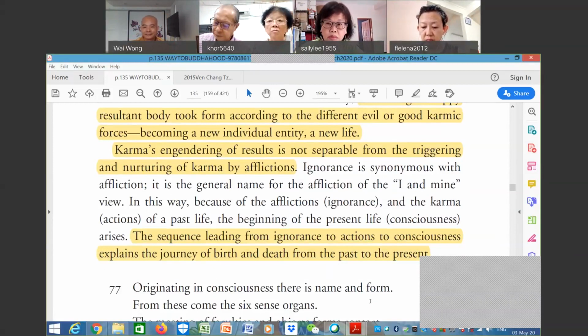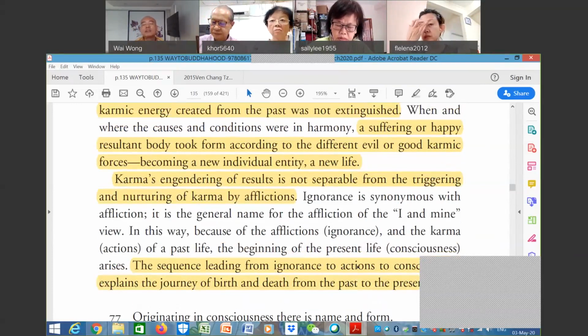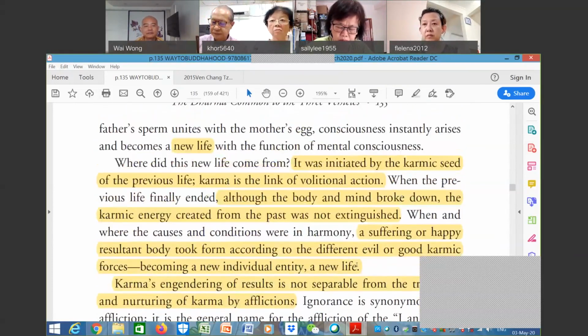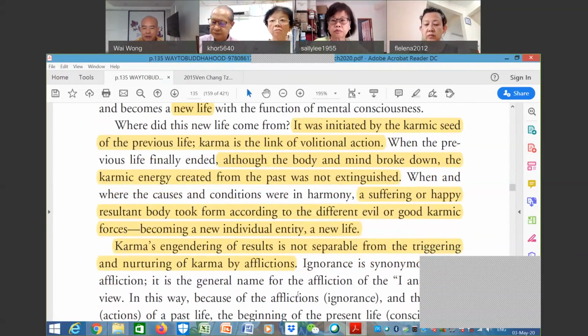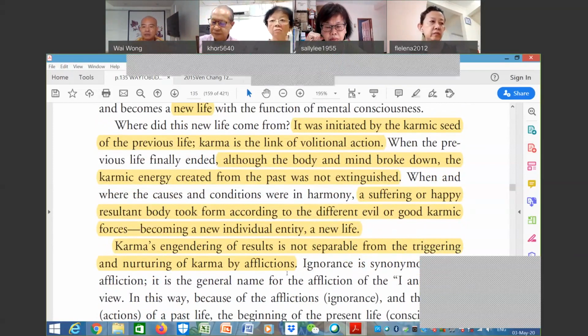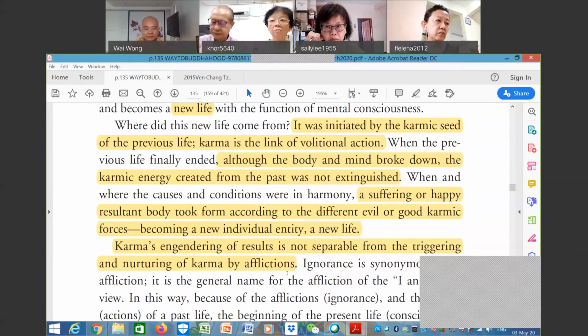Okay, class. Shall we finish? We are still in the dependent origination. From this paragraph, can anybody tell me where we are in the position of the 12 links of the dependent origination? Which element are we at? Can anybody tell me that?